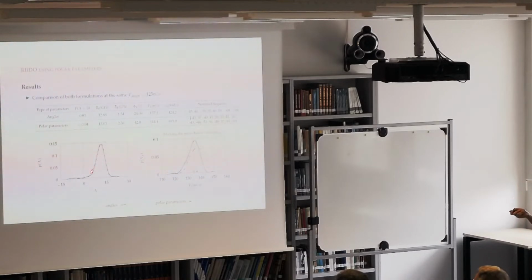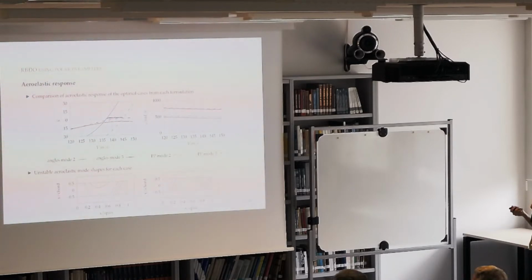On the PDF of the stability margin, we can see that the probability of failure has clearly decreased. And on the PDF of the flutter velocity, we can see that now we have a wider PDF, but the mean value of the flutter velocity is still higher for the polar parameter case compared to the ply angles. If I compare the aeroelastic response of the 2 cases, I can see here the gap between the unstable modes. For the polar parameters, I have the 3rd mode that becomes unstable, as we can see here. And for the ply angles, I have the 2nd mode that becomes unstable here.